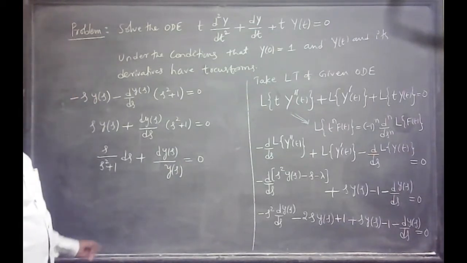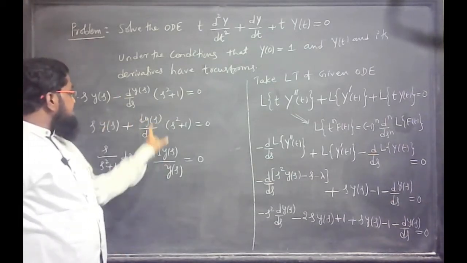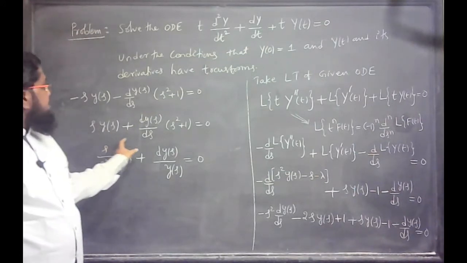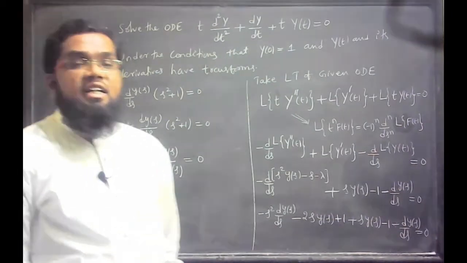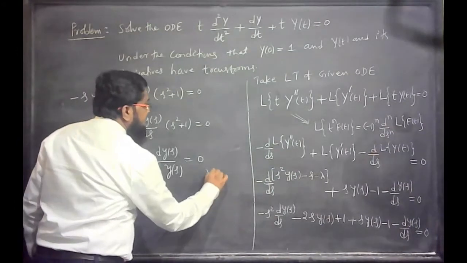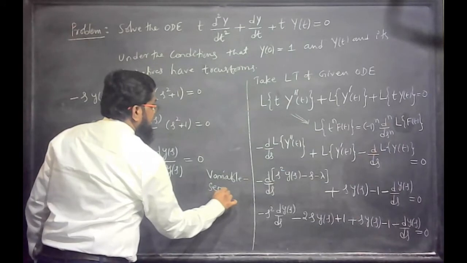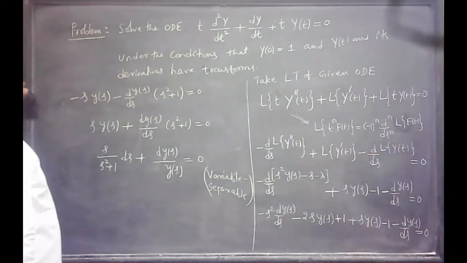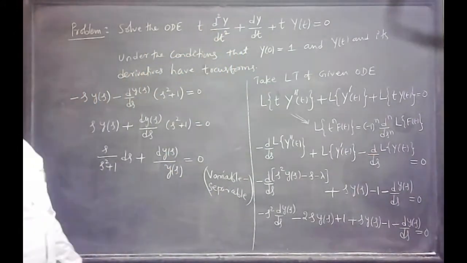Now again if you want, you can do the same thing. If I divide with s square plus 1, I'll get the same thing. Okay, so integrate both sides. It is simply the variable separable technique, the variable separable way of solving a differential equation. So the second order differential equation we have converted into a first order differential equation.